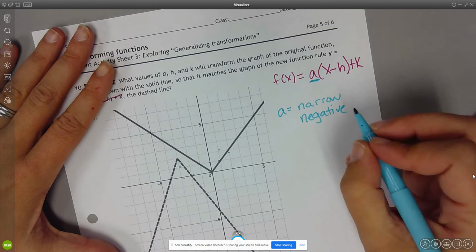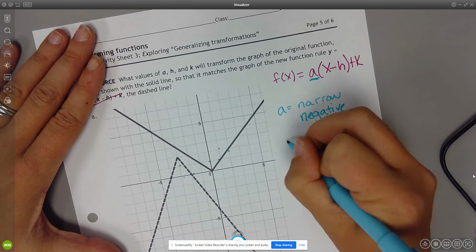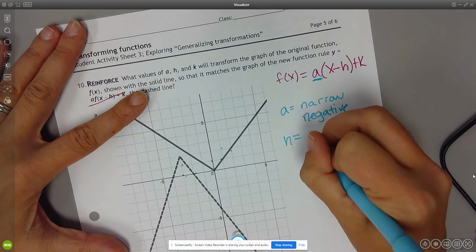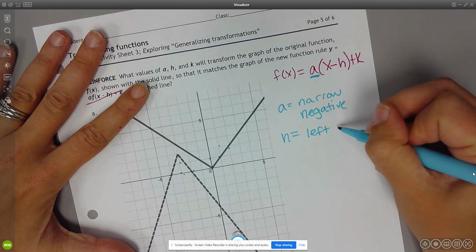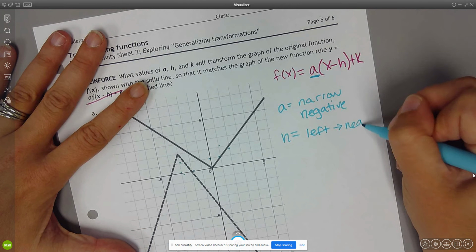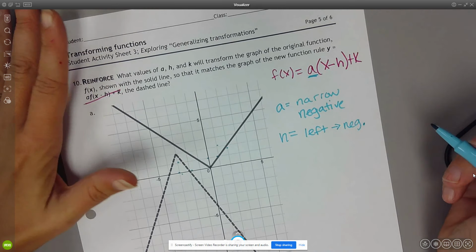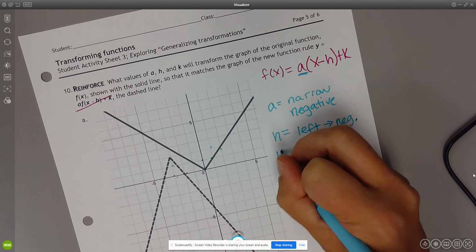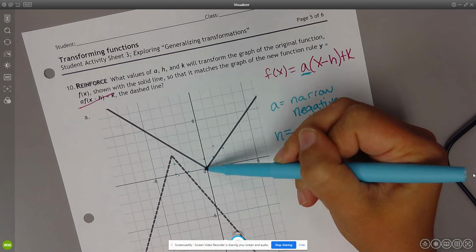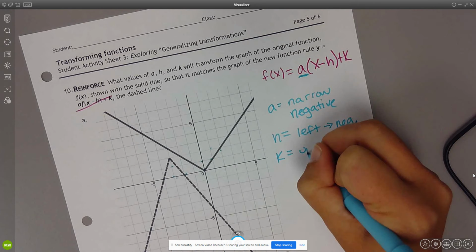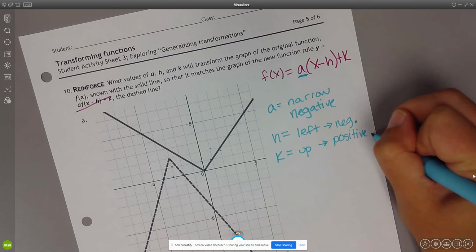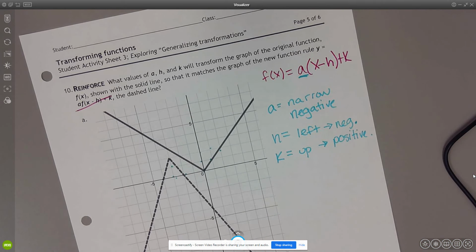Then let's look at what happens with our H. The graph is shifted to the left, which means that H is going to be negative. And now with my K, the graph moves up. So that means that's going to be positive. Now they want us to look at these values here, so we're going to actually fill in the blanks.